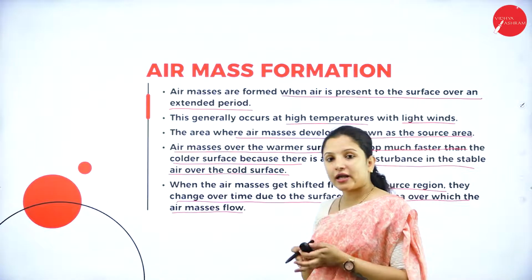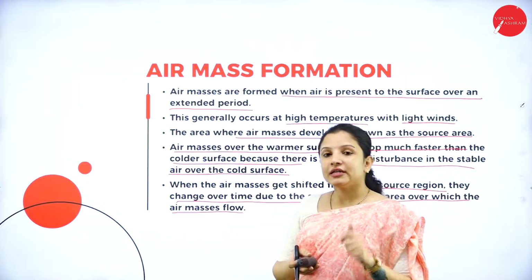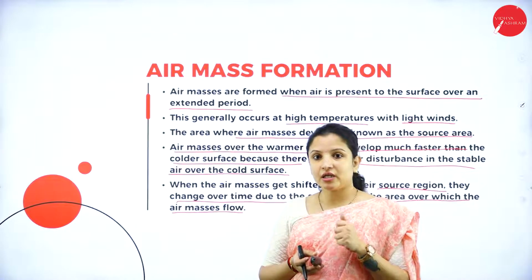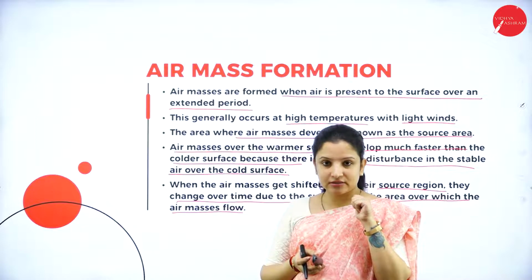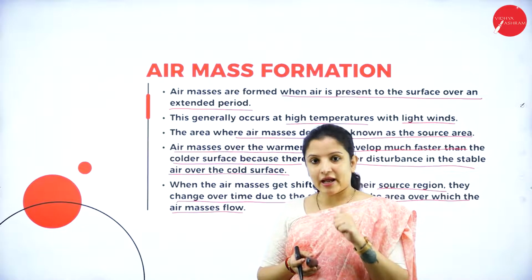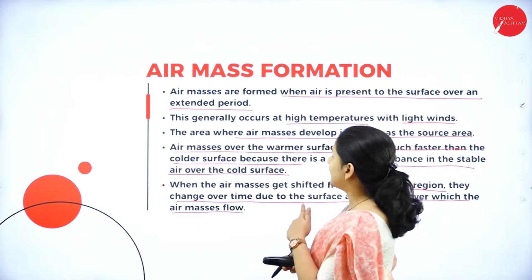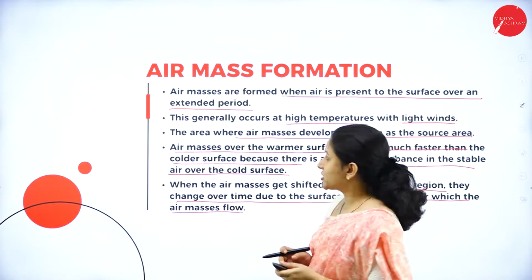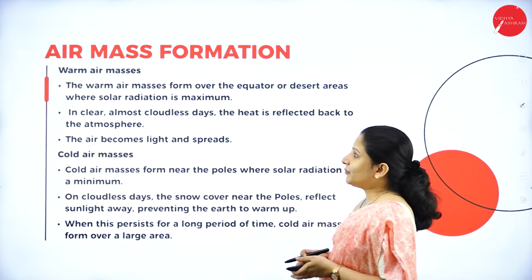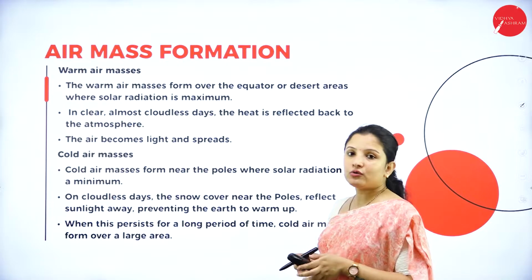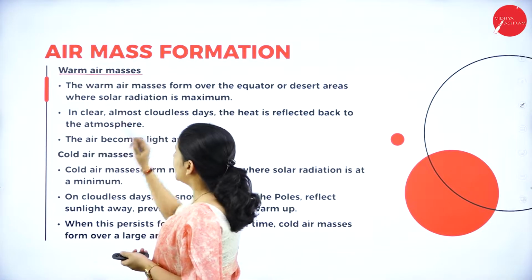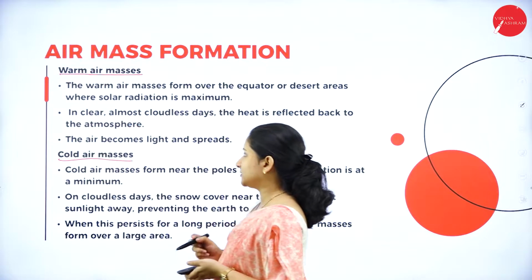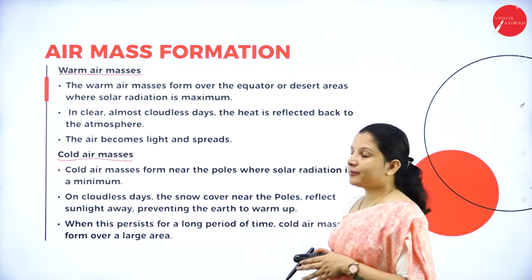So for air mass formation also, the heating up of the earth is very important. That is why heating up of the earth is needed for atmospheric circulation as well as for air mass formation. Talking about air mass formation, there are two types: one is warm air masses and the other is cold air masses. We had learnt about it previously.